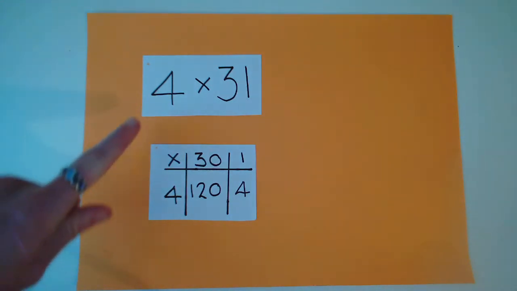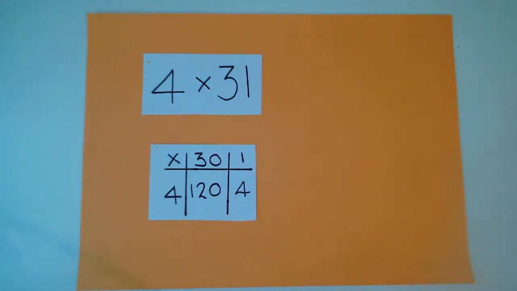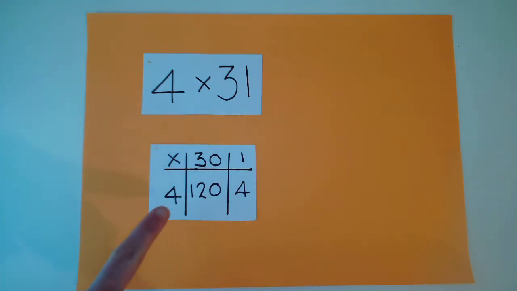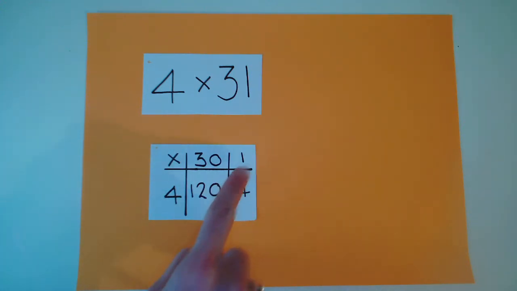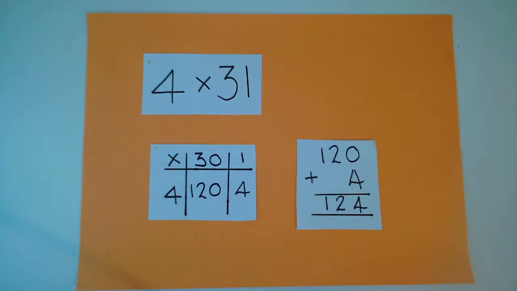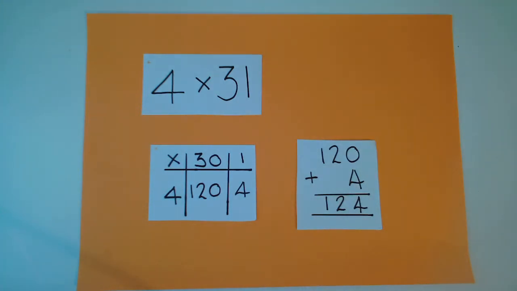For our first orange question, we had 4 times 31. So if you've done this one, your grid should look like this. So your 31 should be partitioned into tens and ones, so we can separate it into 30 and 1, and then we have 4 times 30 is 120, and 4 times 1 is 4. And then you might have done this in your head, but if you used column addition, it should look something like that. 120 add 4, and our answer is 124.